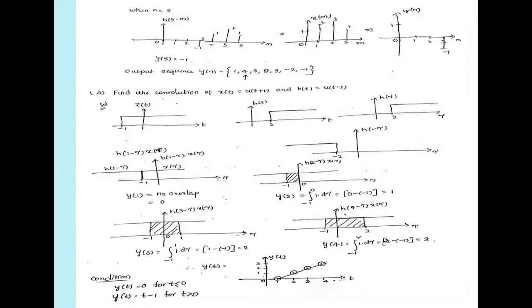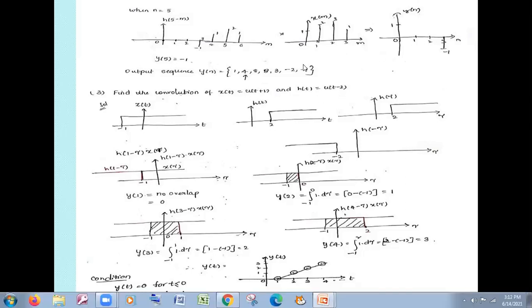So, to find the convolution of x of t equal to mu of t plus 1 and h of t equal to mu of t minus 2. Now I'll explain here: x of t is equal to mu of t plus 1. First of all, you draw the graphical representation of mu of t plus 1, and the other one is h of t, which is given as mu of t minus 2.